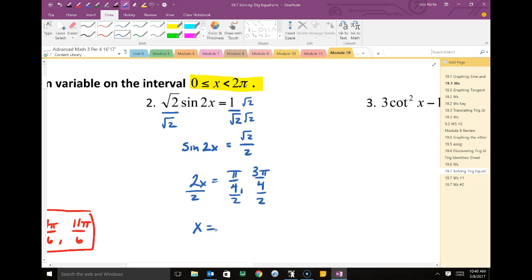Okay, so what is pi over 4 divided by 2? Pi over 8. And then what is 3 pi over 4 divided by 2? 3 pi over 8, good. Does that one make sense?